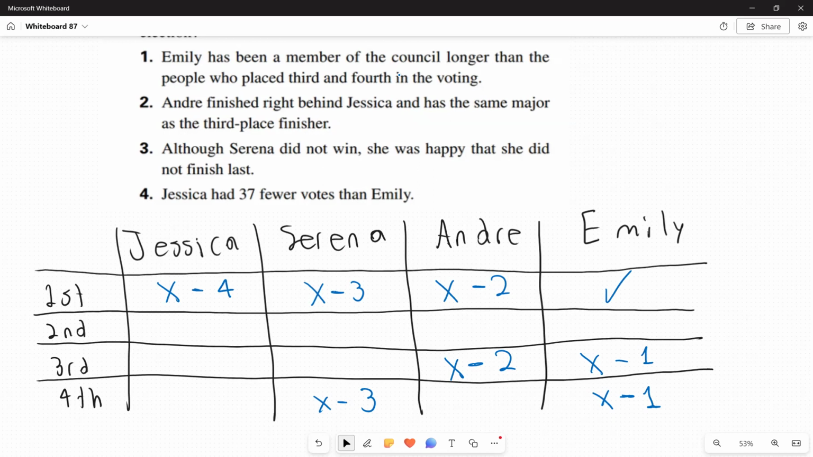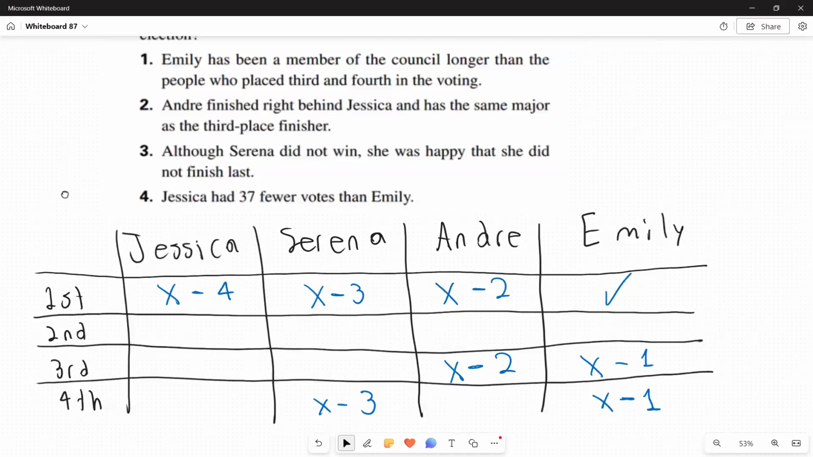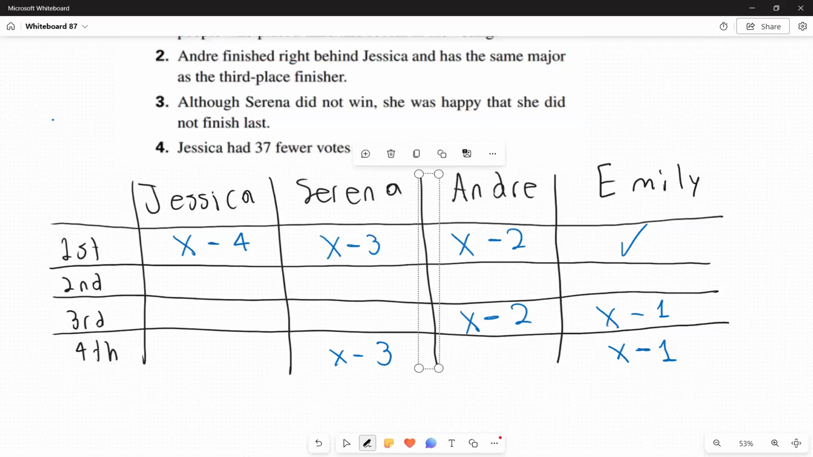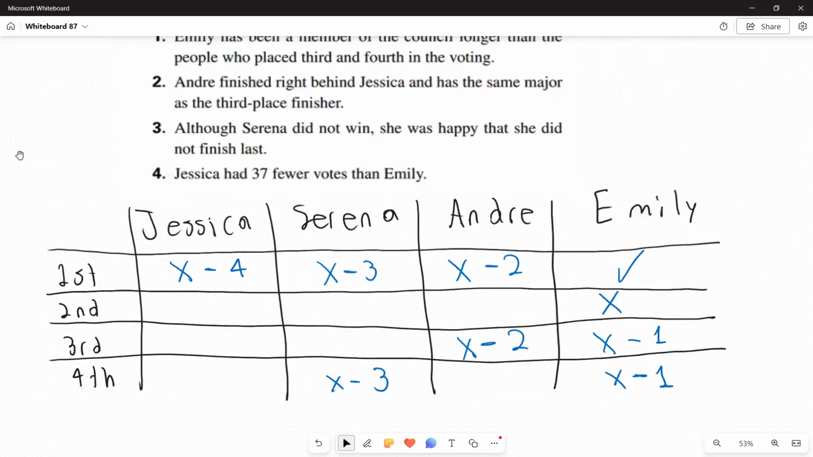And we have another question, who finished last? So who was last in the election? So we know that Emily was in first place. We know that for sure. And any more information we can gather from here? Okay, let's go back to the second clue. Andre finished right behind Jessica and has the same major as the third place finisher. So right behind Jessica, and Jessica wasn't number 1.